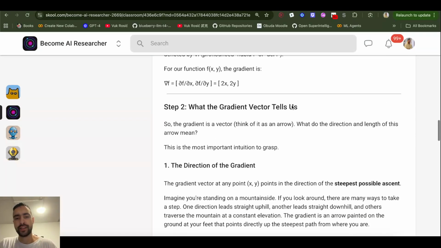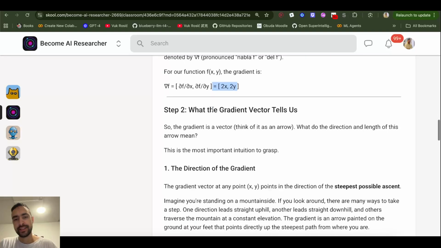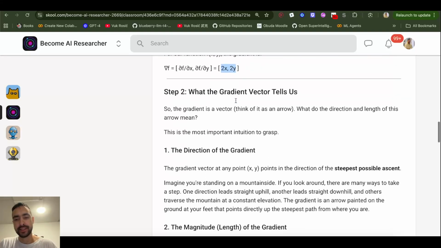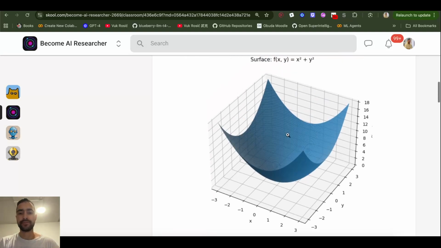And this is very important. What does this vector tell us? This vector is an arrow. A vector is like an arrow. And it tells us the direction of the steepest ascent. If you're standing on this surface, in which direction around you is the steepest ascent? Where to turn to move forward, in which direction to go most up, to climb the most in the next step, let's say.